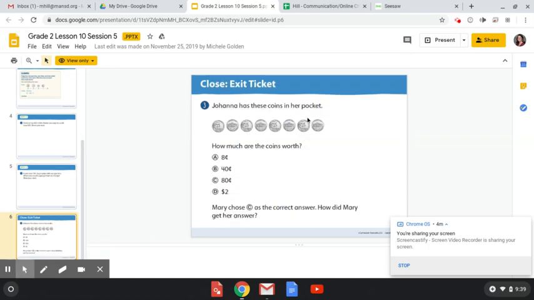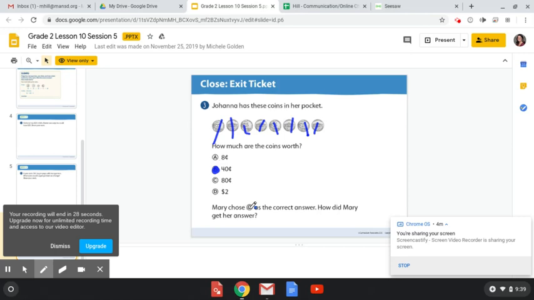And the last slide today says Johanna has these coins in her pockets. How much are these coins worth? So let's count to ourselves. We know nickels are worth 5, 5, 10, 15, 20, 25, 30, 35, 40. So we would go ahead and color in that B right there.